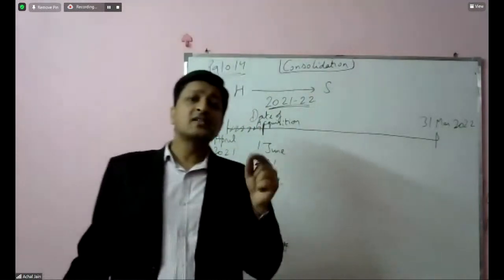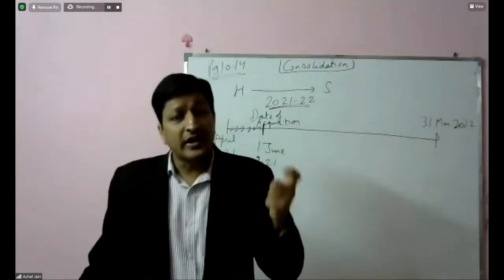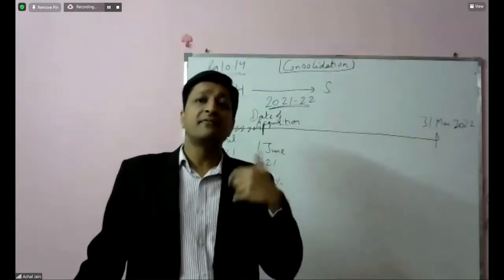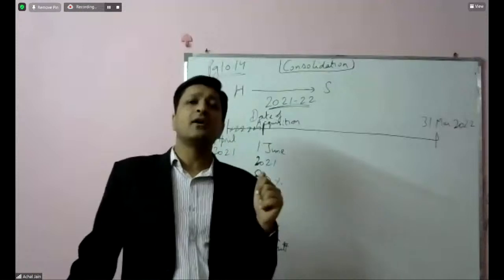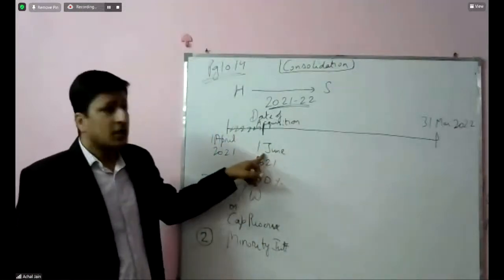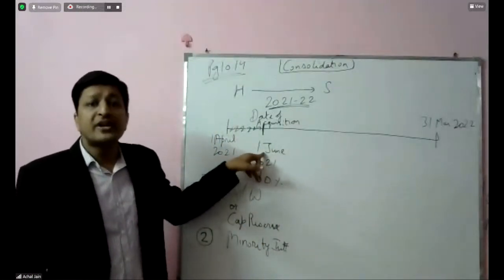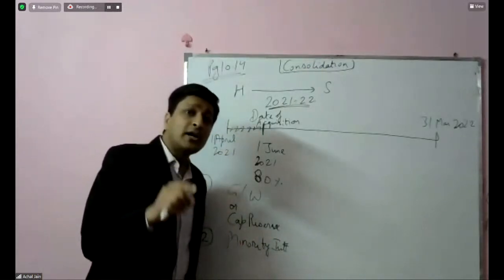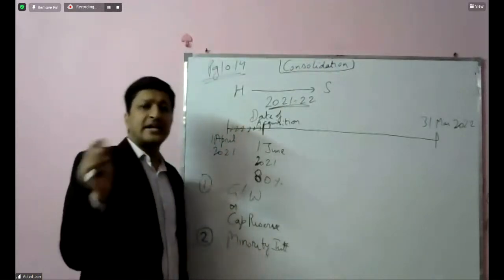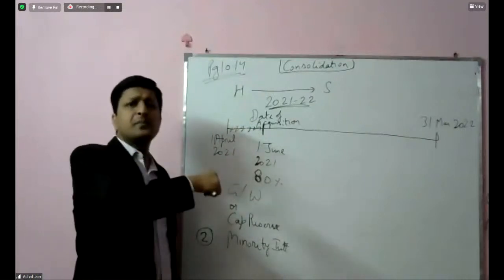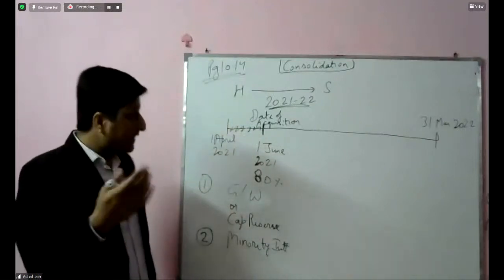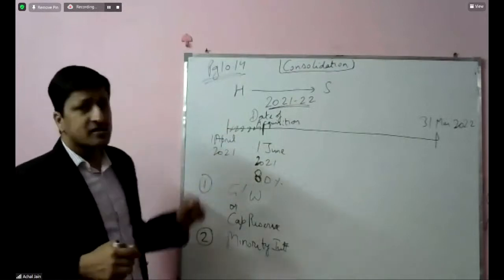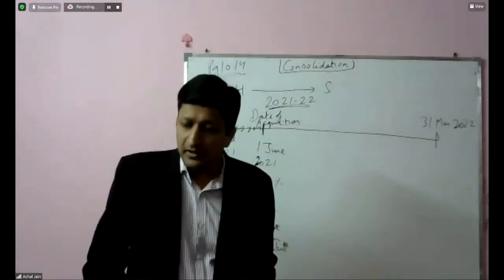So when can this consolidation be done? Only when H has a subsidiary. And when did S become a subsidiary of H? 1st June. So consolidation should start when control is acquired by H in S. Can it happen before that? No. You may have a question, but sir, the financial year starts from 1st April 2021.